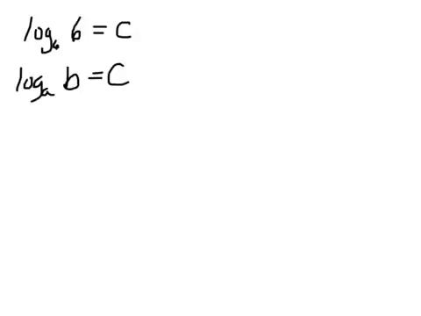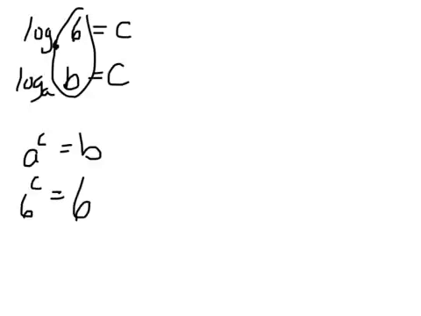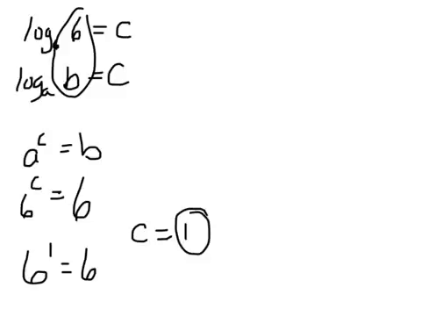I'm going to label it, and I'm going to rewrite it as I, C, B. My A is 6, C is my missing exponent, and my B is 6. 6 to what power is 6? Oh, 6 to the first power is 6, right? So what is my missing exponent C? My answer is 1.